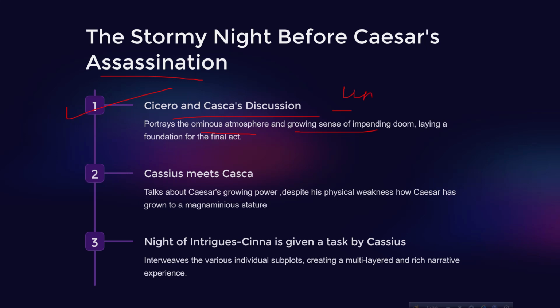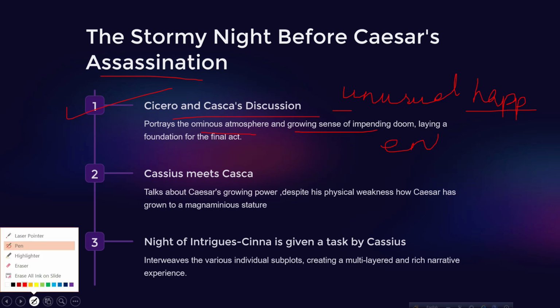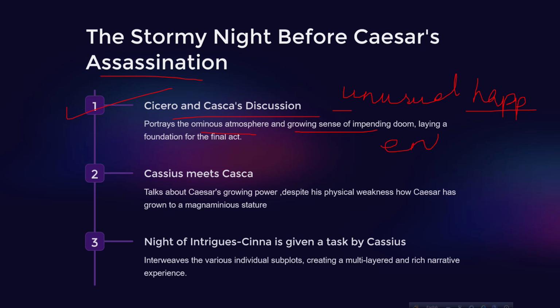Again, Caesar's growing power is discussed with Casca, and again he tries to say that despite his physical weakness, Caesar has grown to a magnanimous stature. And finally, it's a night of intrigues. There's a lot of deception, deceit, betrayal. We can understand this because Cinna is given a task by Cassius. So, what is the task Cinna is given by Cassius?